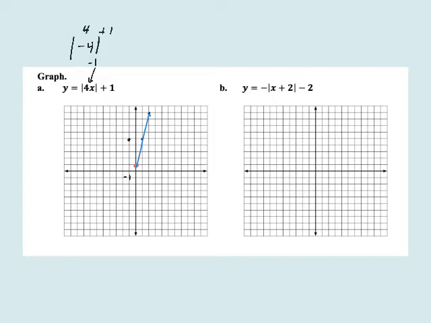Again, if I have a negative 2, and I put it in for x, 4 times negative 2 is negative 8, but the absolute value of that is 8 plus 1 is going to be 9, and I end up with that point there. I'll connect those with a straight line. And I have my absolute value function graph. Let's look at one more.